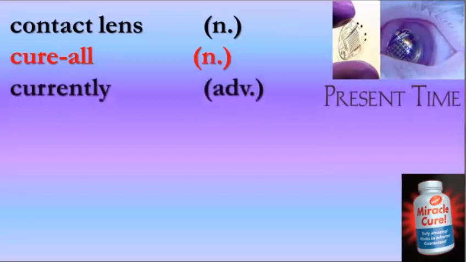When I say something is happening right now, at the present time, we say it's happening currently. So this is an adverb, which means at the present time, currently.